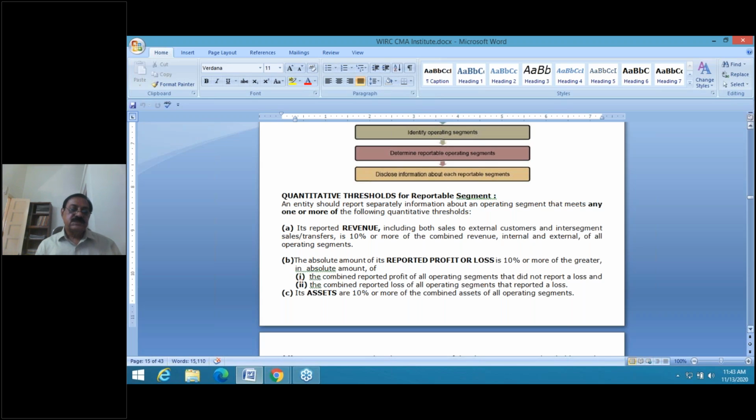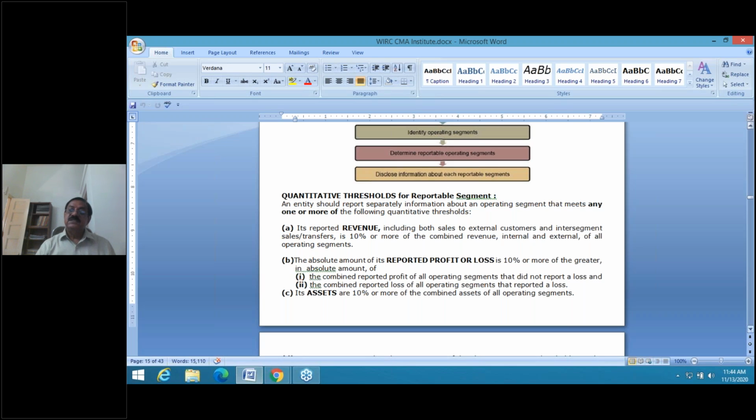First is regarding revenue. If any one or more is complied with, then it will be considered as a reportable segment. Not all 5 are required. Any one or more, and it will be considered as such. Revenue, including both sales to external customers and inter-segment sales transfer, is 10% or more of the combined revenue of internal and external of all operating segments.